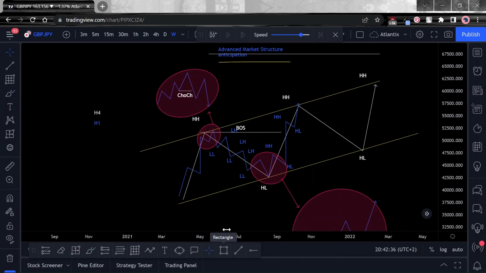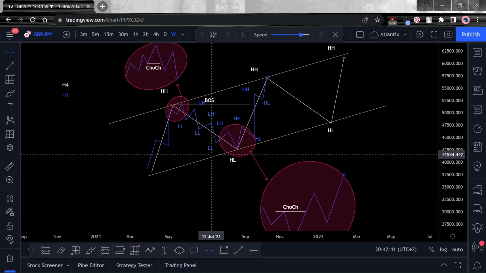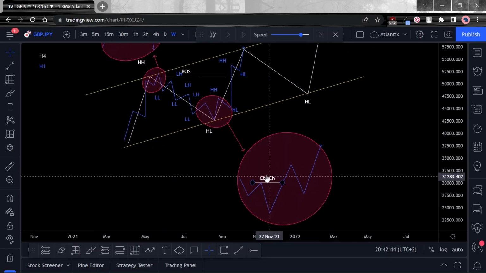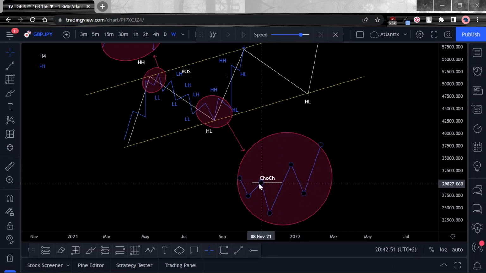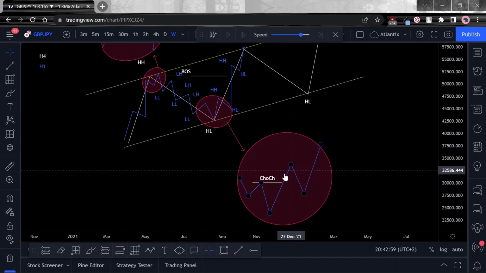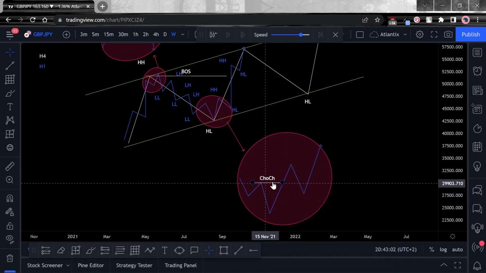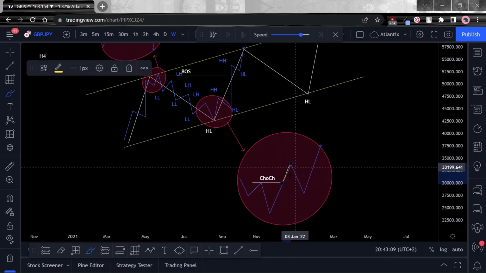So the question then becomes, what's the difference between the change of character and the break of structure? Now, the change of character is simply the first sign that we might be seeing a change of character. It's the first sign. And the first sign is normally a break of, say in this scenario where price was moving, creating lower highs and lower lows, we'll see price breaking a significant lower high. And when price breaks this significant lower high like this, then there's reason for us to start to question whether the trend is still valid.